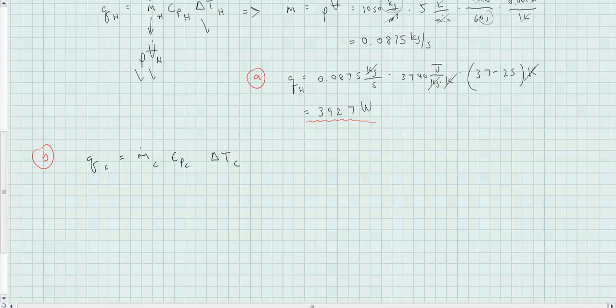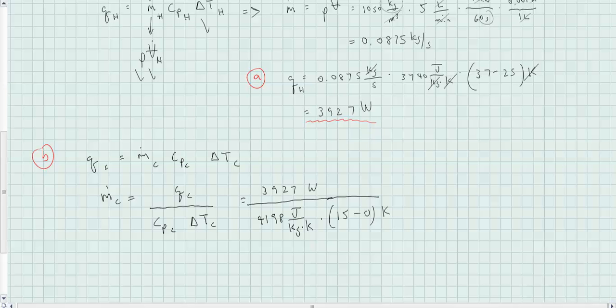And so we can say that the mass flow rate of the coolant equals Q sub C over Cp sub C and delta T sub C. Putting in the numbers, 3927 watts divided by 4198 joules per kilogram per Kelvin, and that's a pretty typical value for water, times the 15 to 0 temperature change.